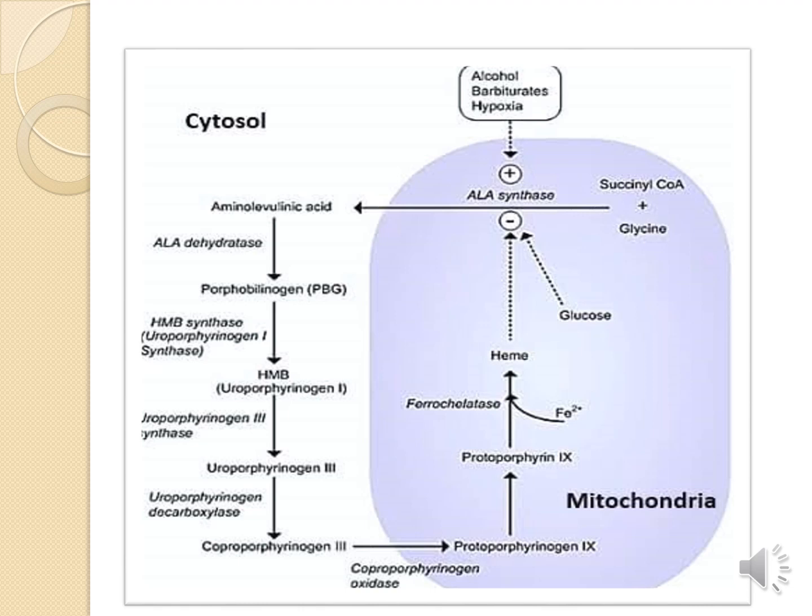Along with this, heme and glucose will inhibit the synthesis of ALA synthase, whereas alcohol, barbiturates and hypoxia will stimulate the ALA synthase for the production of amino-levulinic acid. So this process occurs in the mitochondria.